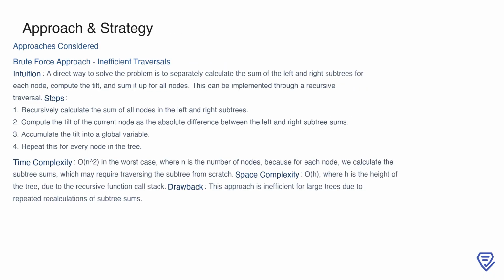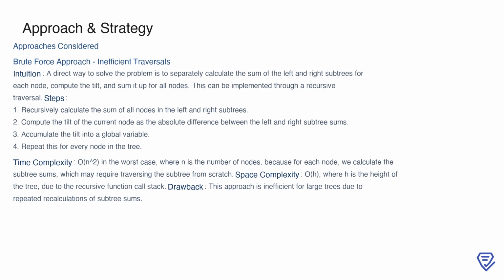To start solving the binary tree tilt problem, one straightforward approach is to use a brute force method. The intuition here is simple. For every node in the tree, we separately calculate the sum of the left and right subtrees, determine the tilt by taking the absolute difference between these sums, and then accumulate this tilt into a global variable. The steps involve recursively computing subtree sums for each node, calculating the tilt, and repeating this for all nodes in the tree.